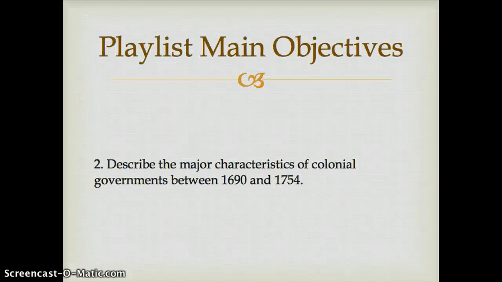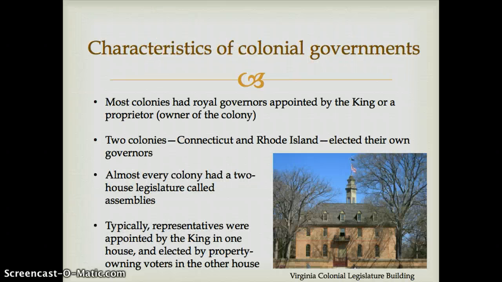Let's move on to the second objective of the playlist, which is to describe the major characteristics of colonial governments between 1690 and 1754. So most colonies had a royal governor who was appointed by the king or by the proprietor or owner of the colony. So the king would give a charter to someone who owned the colony, and then that person would run the colony. Except for two colonies, Connecticut and Rhode Island, which elected their own governors. But for the most part, the governor of a colony was appointed by the king.